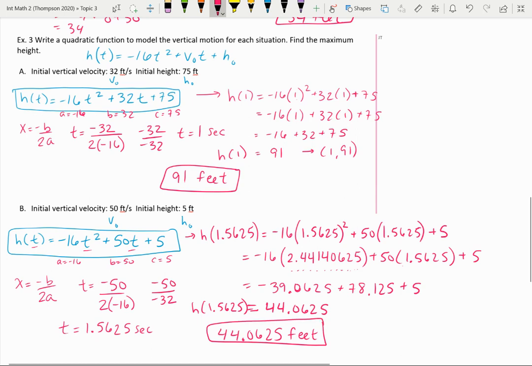So the assignment does ask for you to answer in either decimal or integers. So it does not ask you to do any rounding. So we're going to have that exact answer in there.